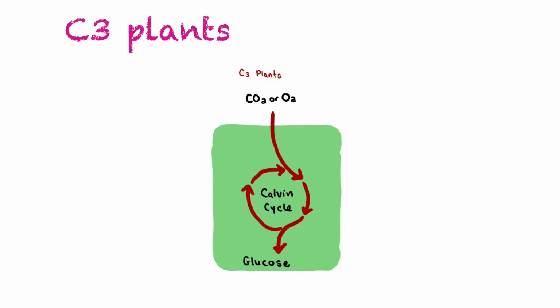C3 plants haven't adapted to avoid photorespiration, so they can actually lose up to half of the carbon they fix to photorespiration when temperatures are high. This is because either carbon dioxide or oxygen will bind. C3 plants will do best in cool, moist environments. Some examples of C3 plants are soybeans and sunflowers.